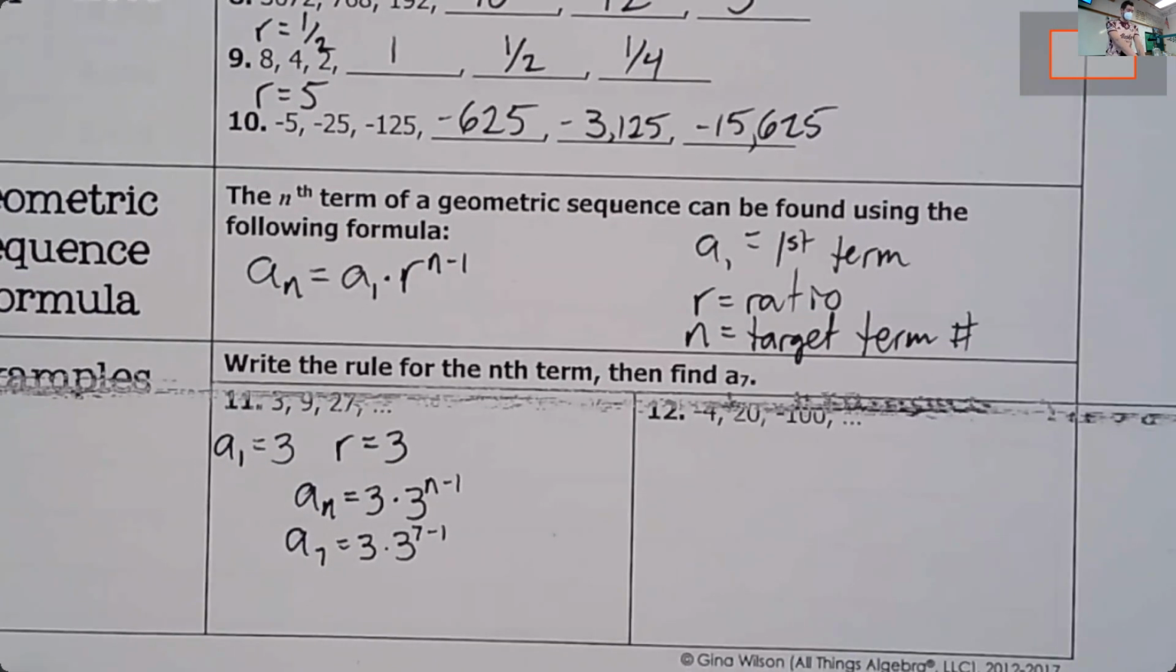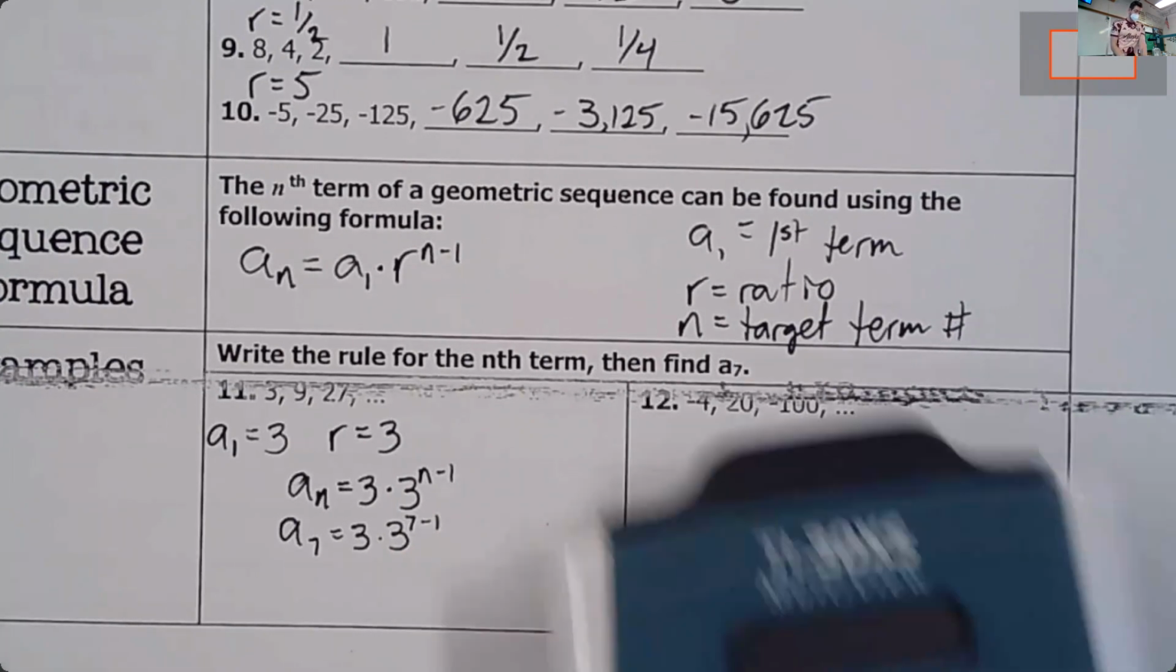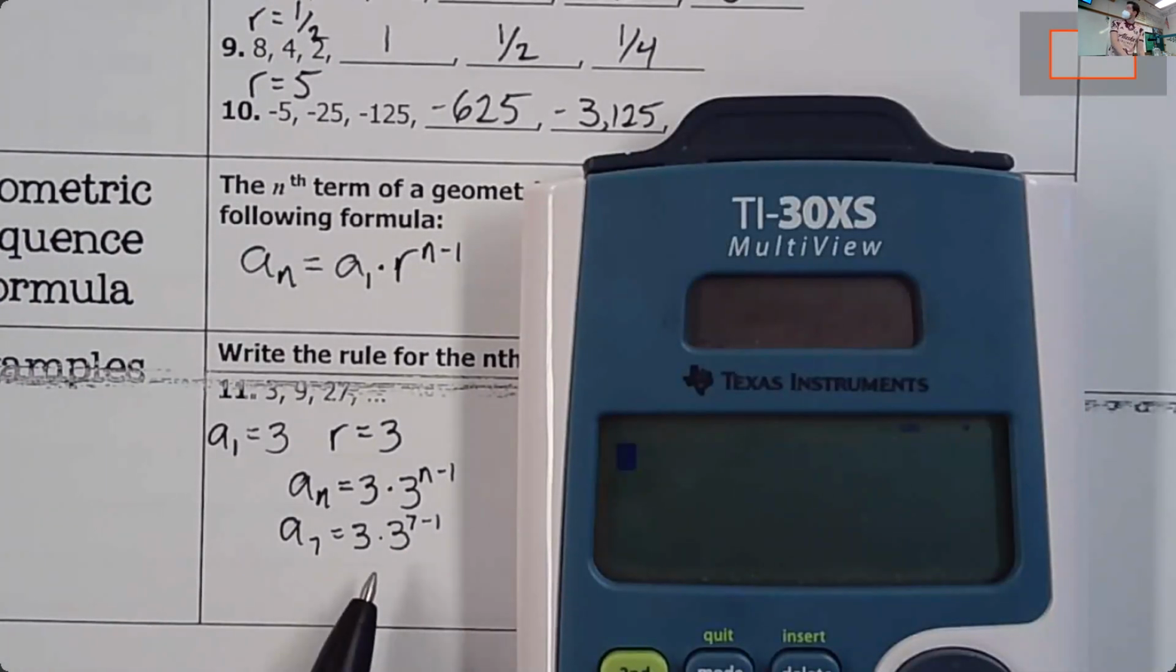And we can subtract those exponents up here. 7 minus 1 would be 6. Or you can just type that directly into your calculator and get your answer. Either way, we can type that in exactly as it is right here: 3 times 3, and then exponent 7 minus 1. You can type it in exactly like that, and that'll give us our answer.